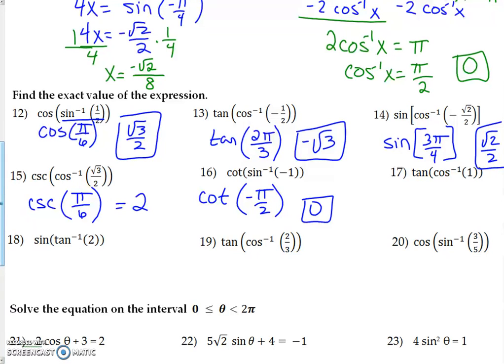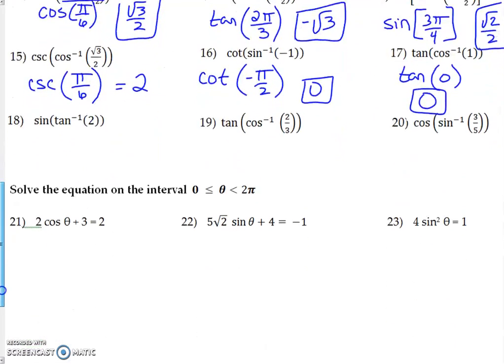Number 17, looking up inverse cosine of 1, that's going to give me 0. Well, the tangent of 0 is also 0. Make sure you go through both steps. That's been a problem for students in the past, not going through both steps.